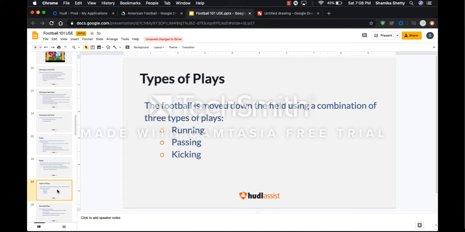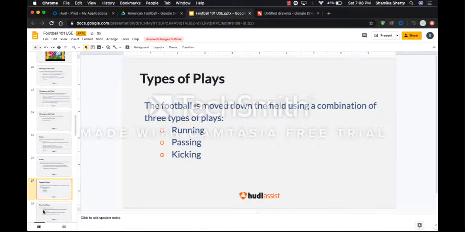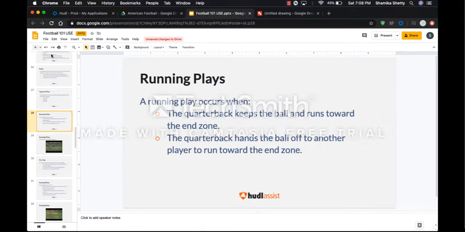Types of plays. There are 3 types of plays in American football: running, passing, and kicking. Now we saw a lot of options of kicking, like kickoff, punt, field goal. These are options of a kicking play. Running plays. Running play occurs when the quarterback keeps the ball and runs towards the end zone.